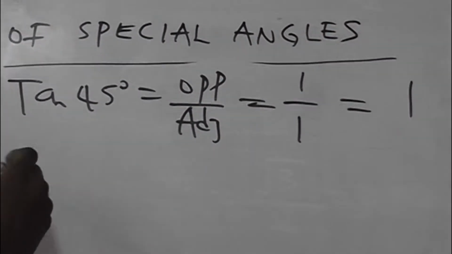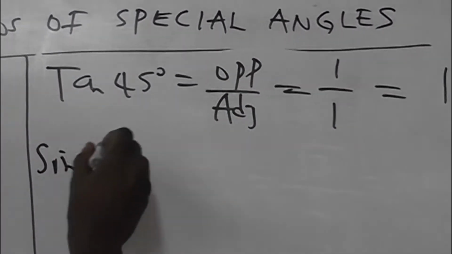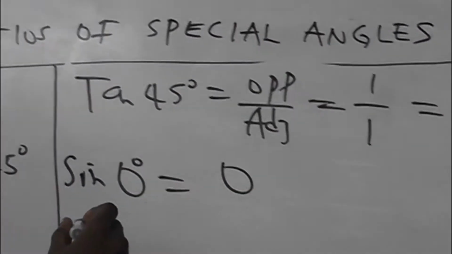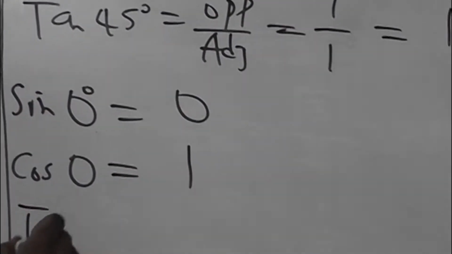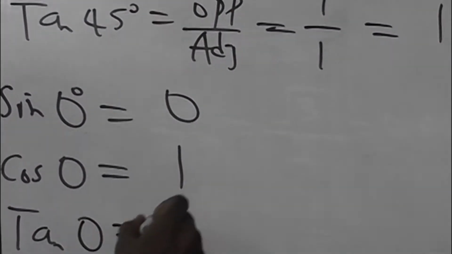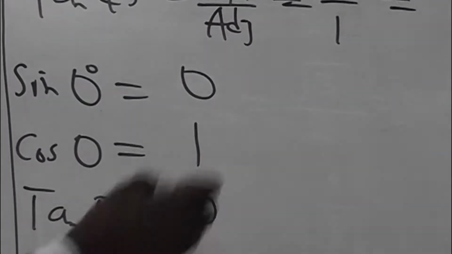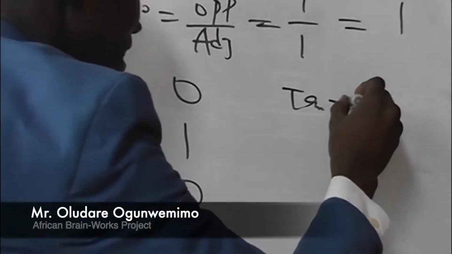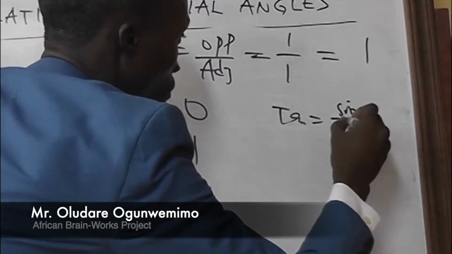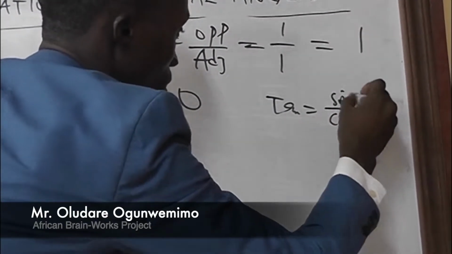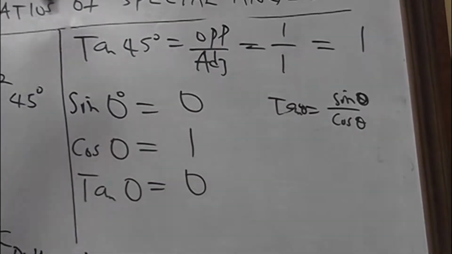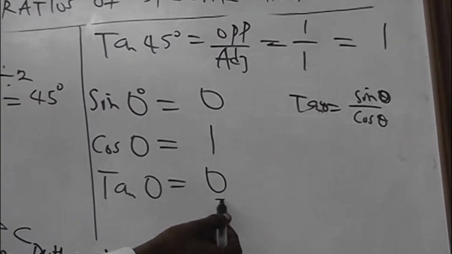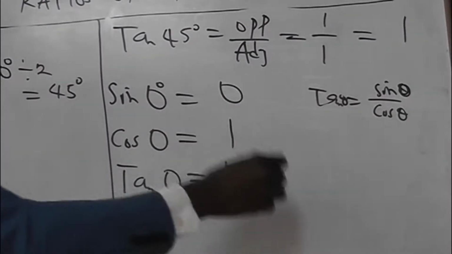And the other one that we have: sine 0 is equal to 0, cos 0 is equal to 1, then we have tan 0 is equal to 0. Tan, from here, tan is simply sine over cos. That's what tan is. So if you divide 0 by 1, we have 0. That's why this tan is giving us 0.